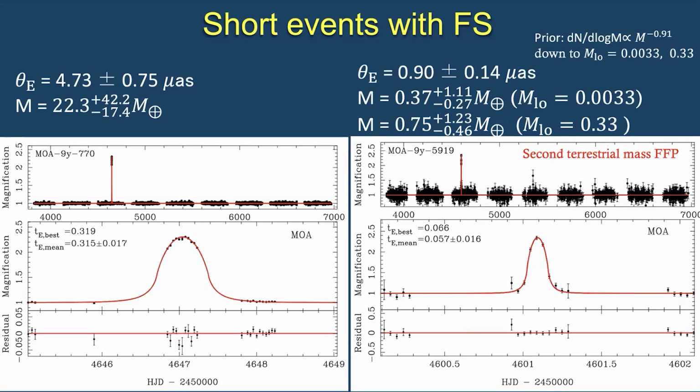For this one, theta E is 4 micro-arcseconds, and the mass inferred by Bayesian analysis is 22 Earth masses, so it's likely a Neptune mass. And here theta E is 0.9 micro-arcseconds, so it's very small. The inferred mass is either 0.4 or 0.7 Earth masses, depending on the assumed power law or mass function for the planetary mass objects. But in either case, this is a sub-terrestrial mass object. This is the second case of such a small terrestrial mass object after the Auger event.